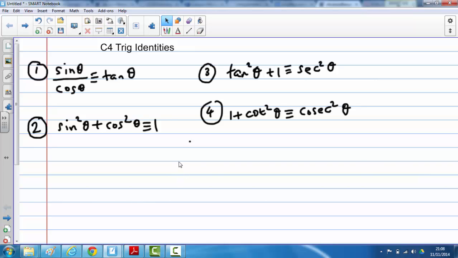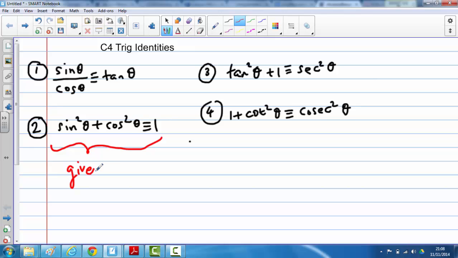In this video I'm going to go over C4 trig identities. Let's start by writing down what they are. First we've got sin theta over cos theta is tan theta, an identity that we're suggesting is valid for all values of theta. And then we've got sin squared theta plus cos squared theta equals 1, and these two identities are in fact given in the formula booklet.